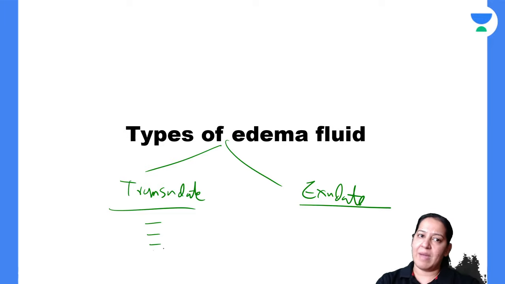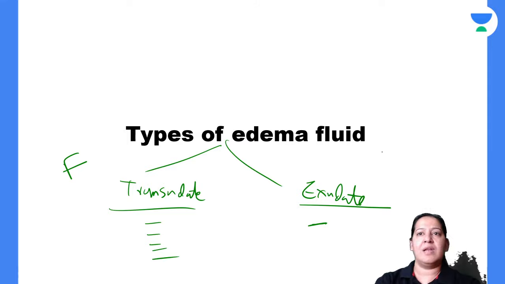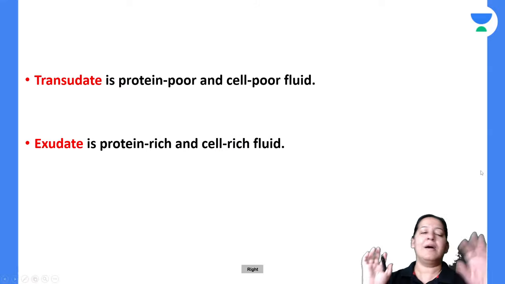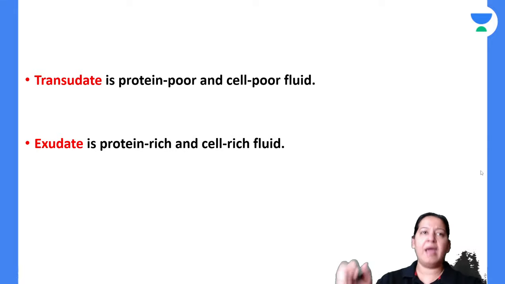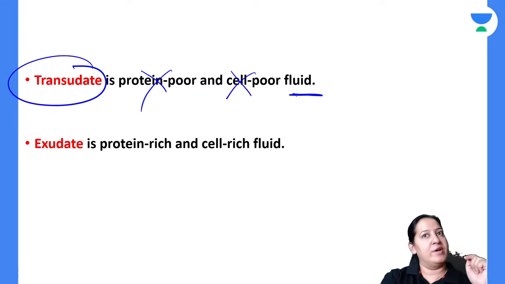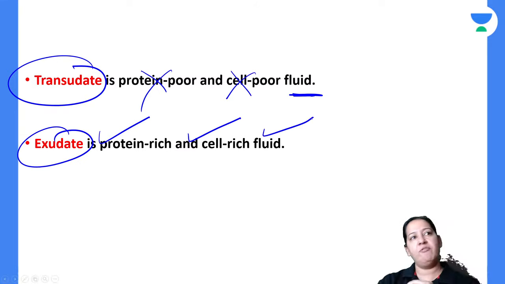Transudate has many causes. Exudate has only one cause. In transudate, only fluid is present. In exudate, along with fluid, the protein and the cells are also present. So that is the definition of the two types of edema in front of you. Transudate is protein poor, cell poor, only fluid is there. Exudate is protein rich, cell rich, along with the fluid. Give me a thumbs up.